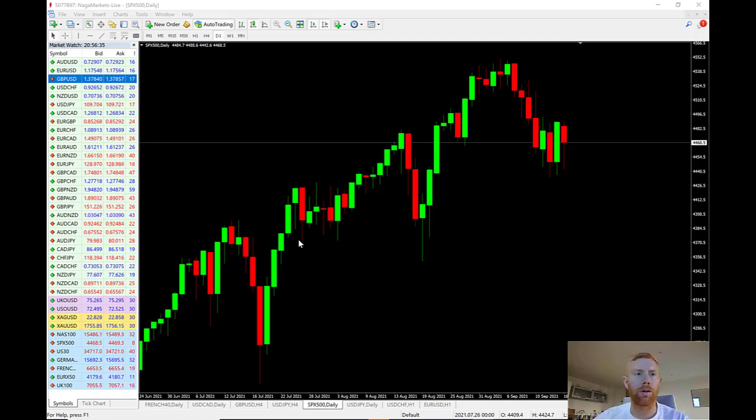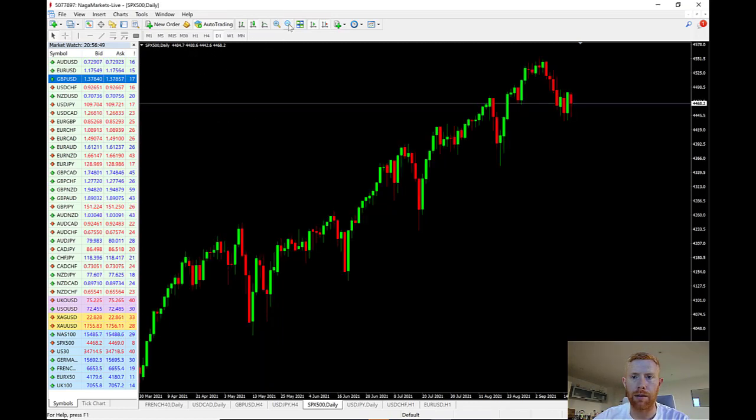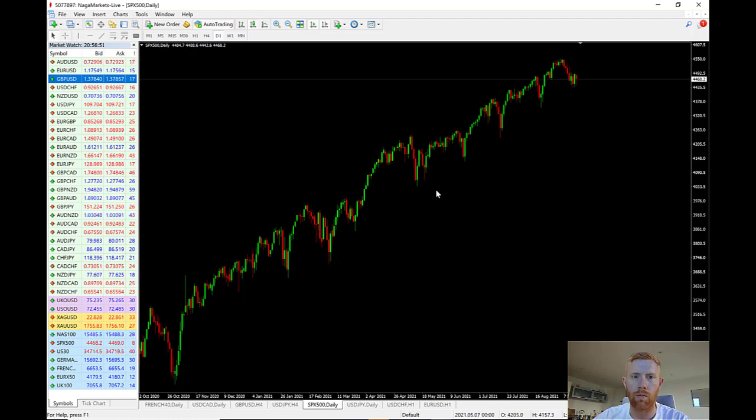Today we're going to go through a trade on the S&P 500. Now, one of the things that we have to do is make sure that the trade is in a good place. If we have a look at the S&P and zoom out, we can see that we have this overall trend now running up nicely.